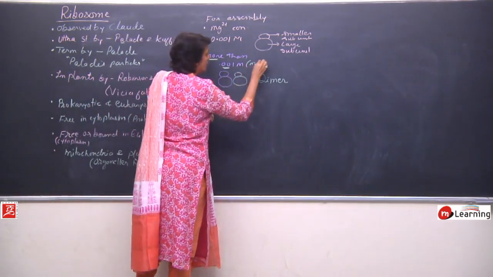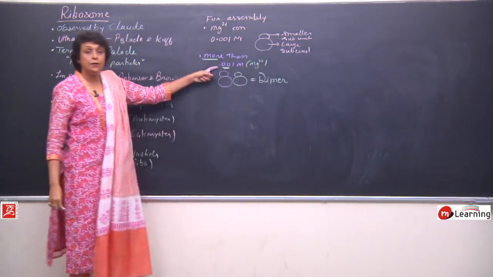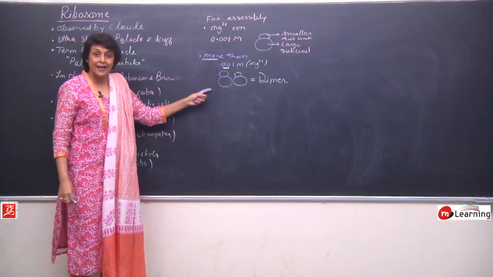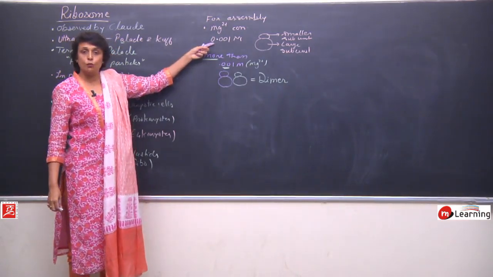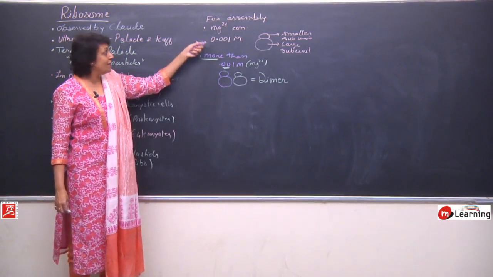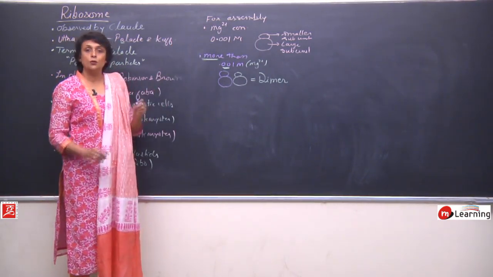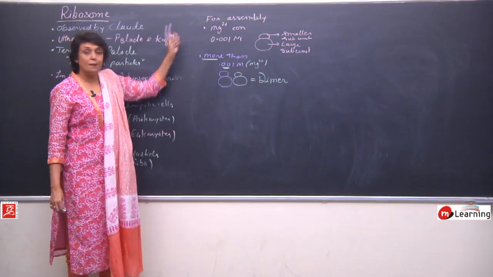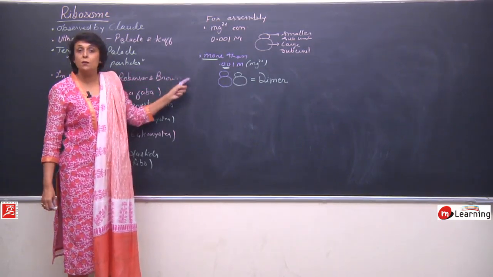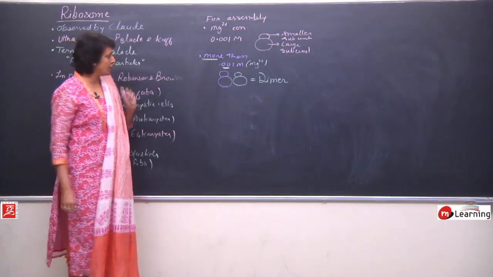So we are talking about magnesium ion. If it is more than 0.001, dimer. If it is 0.001, simple assembly. If it is less than that, those two subunits are going to separate. So magnesium ion concentration plays an important role in the structure formation.